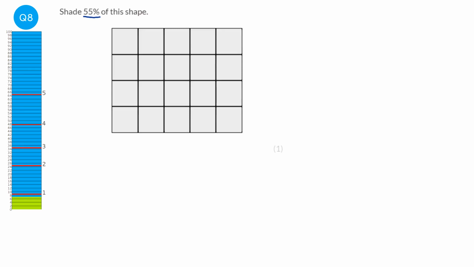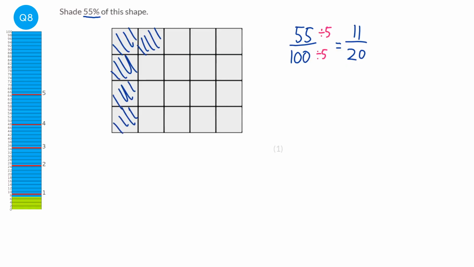So 55% is the same as 55 over 100. And what I can do is divide the top and bottom of the fraction by 5. And so that is going to equal 11 over 20. Now in total there are 20 squares here because there's 5 across and 4 down. 5 times 4 is 20. And if there's 20 squares and we're looking to shade in 11 20ths, it's just going to be 11 squares. So 1, 2, 3, 4, 5, 6, 7, 8, 9, 10, 11.